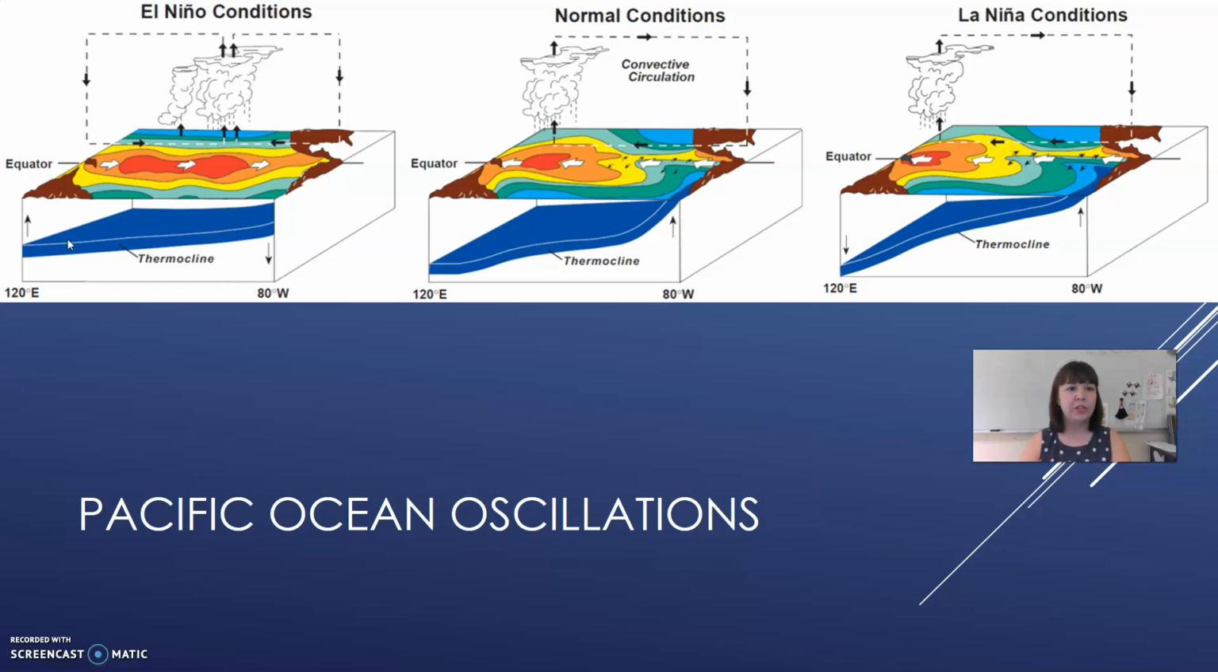In El Nino conditions, that thermocline shifts to the east, and so that warmer water shifts closer to North and South America. So as a result, we get warmer, wetter weather in North and South America under El Nino conditions. Now that thermocline can shift back, and when you have cooler, drier conditions in North and South America, that's called La Nina. So it's kind of like shifting water in a bathtub, back and forth, back and forth.